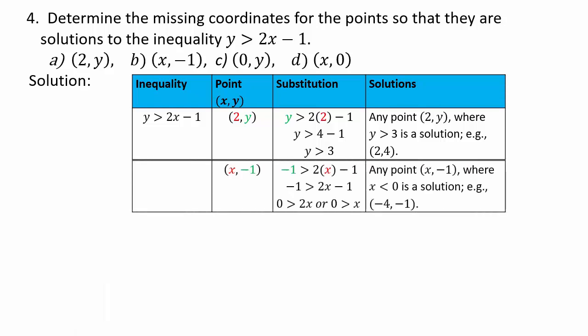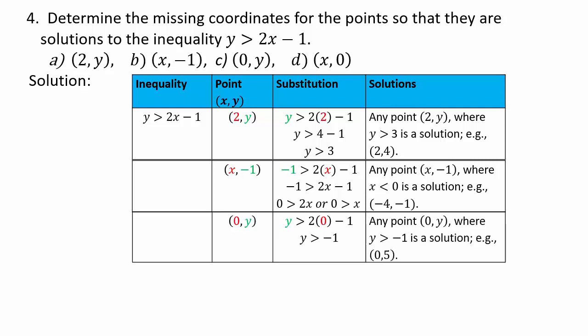All right, we have (x, -1). And so for (x, -1), plug it in, you get 0 is greater than x. So as long as your x coordinate is smaller than 0, you are good to go. So I can take (-4, -1), I can say (-1, -1), (-0.1, -1). So infinitely many solutions are possible here. (0, y) gives you y greater than -1. So (0, 5), (0, 0), (0, 1). Those are all possible solutions.